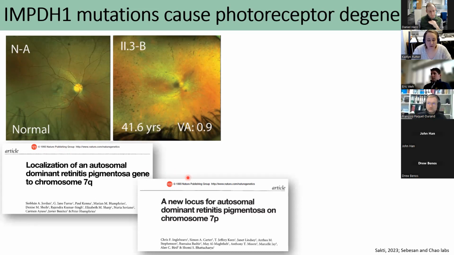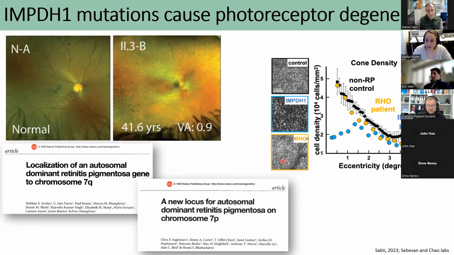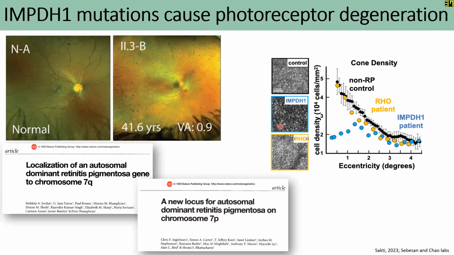IMPDH mutations are a little bit different from the traditional RP mutations in that they seem to affect both rods and cones, which makes sense because IMPDH is robustly expressed in both rods and cones. So we are fortunate enough at UW to be next to the Sebastian lab, who has an adaptive optics scope. And so what you're looking at in these images are human patients, and each of these are individual photoreceptors, in this case cones, because they're imaging near the fovea. And so what they are showing in this graph is cone density at different degrees away from the fovea.